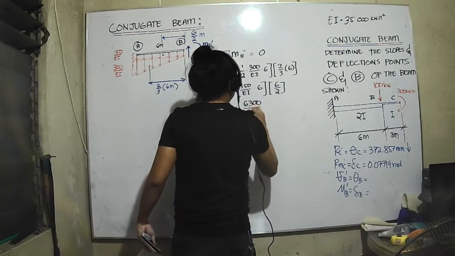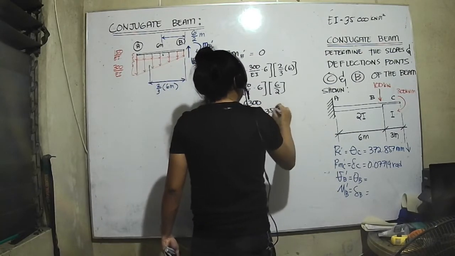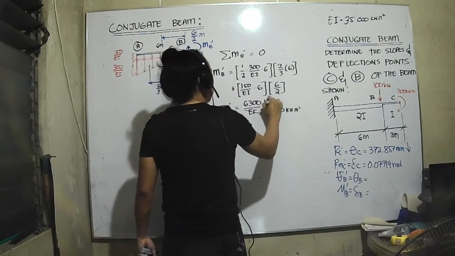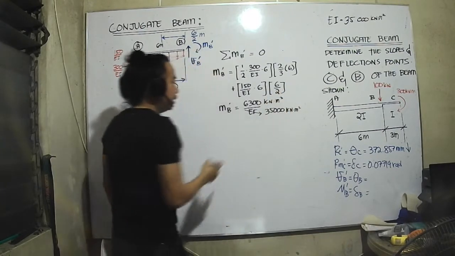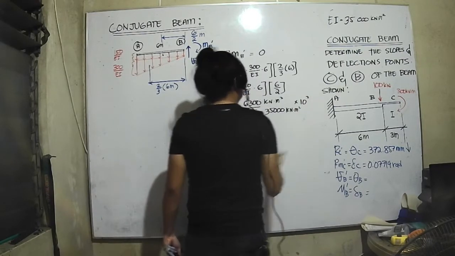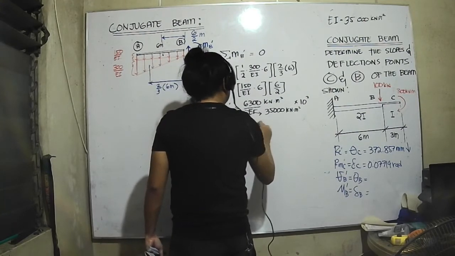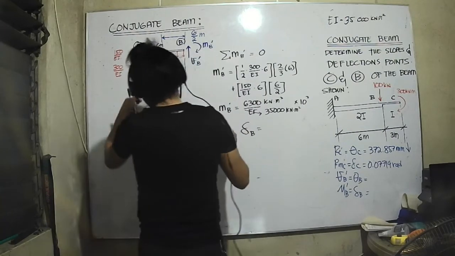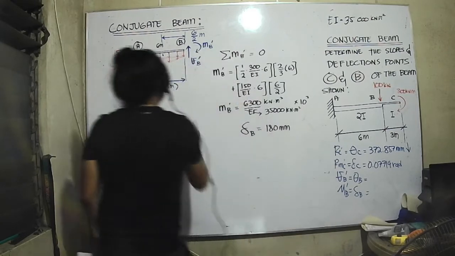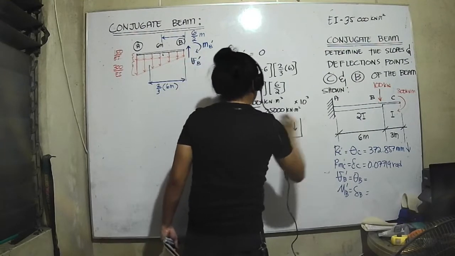6,300 over EI, in which case our EI is equal to 35,000 kilonewton meter squared, and the result is in meters, times 1,000 to convert to millimeters. In which case, our deflection is downward. Okay? Our deflection for B is equal to this.